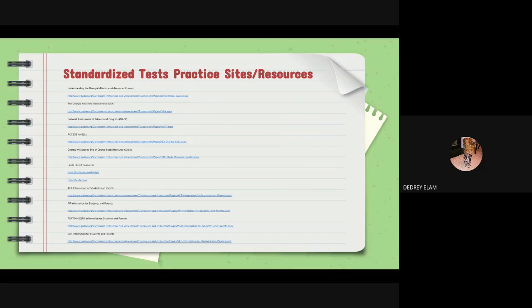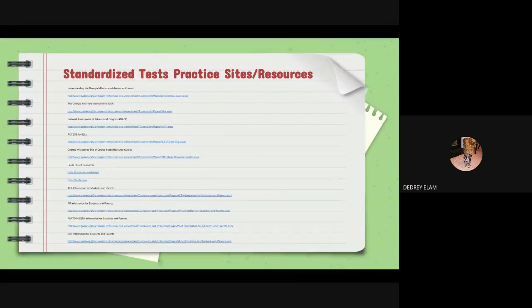So I know this is kind of small, but they have multiple websites that you can use when you're preparing for the milestone assessments. And so if you're clicking on that particular website, it will give you information about all the tests that the students are going to take, as well as the study guides for parents and for students. There's also a link for the Georgia Alternative Assessment, for NAEP, for the ACCESS test for our EL students, as well as I gave you the actual website where you can go and you can find the actual end of course study guides and resource guides.